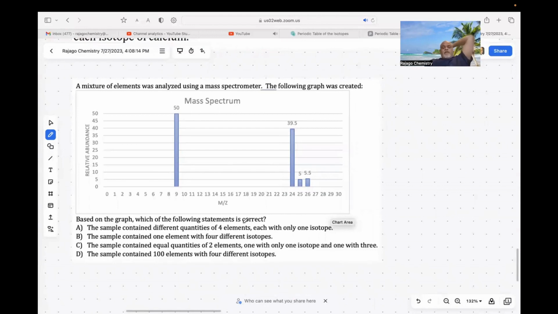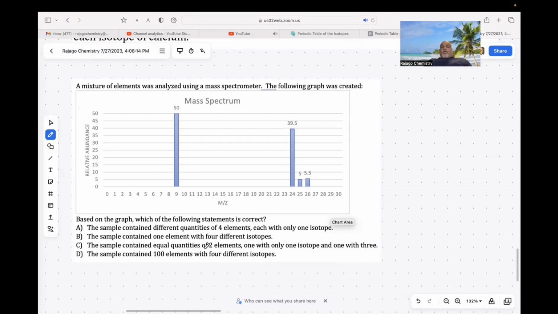A mixture of elements was analyzed using a mass spectrometer. The following graphs were created. Based on the graph, which of the following statements is correct? It gives you one peak and a set of peaks. One is 50, another one is 35.5, 5.5. So what is the correct answer? The sample contained different quantities of 4 elements. The sample contained one element with 4 different isotopes. If the sample contained one element with 4 different isotopes, the peaks should be very close to each other. That is not true, so B is totally wrong.